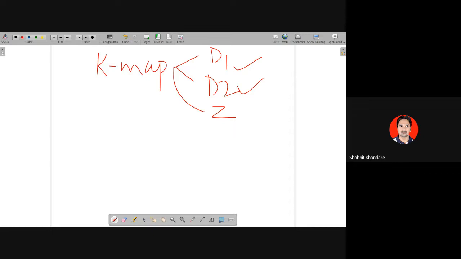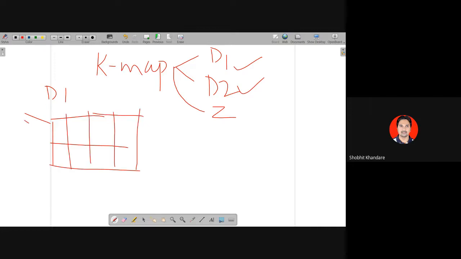First, the K map for D1. Here you have to use a K map with 3 variables, so you will have 8 columns. Here you will have X, and here you will have Q1 and Q2. Can any one of you tell me what are Q1 and Q2?